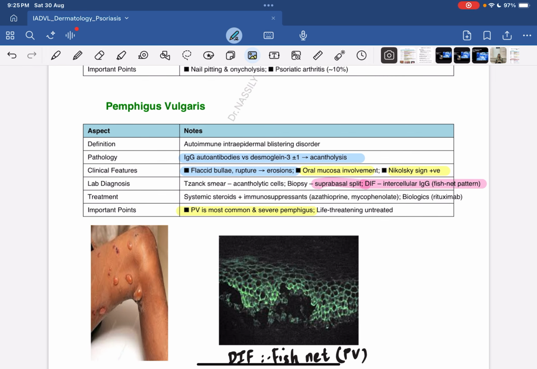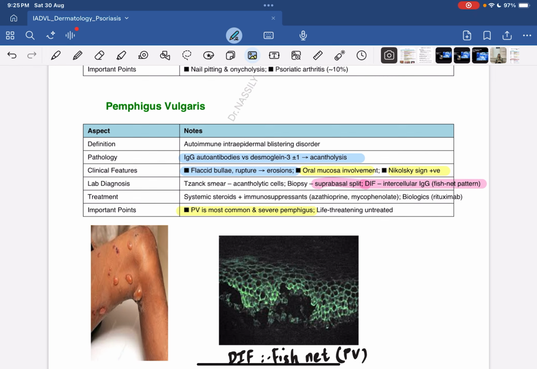On lab diagnosis, Tzanck smear will show acantholytic cells. Biopsy will show suprabasal split. Previous year question: direct immunofluorescence will show intercellular IgG, which is a fishnet pattern. So the fishnet pattern is seen in Pemphigus vulgaris.